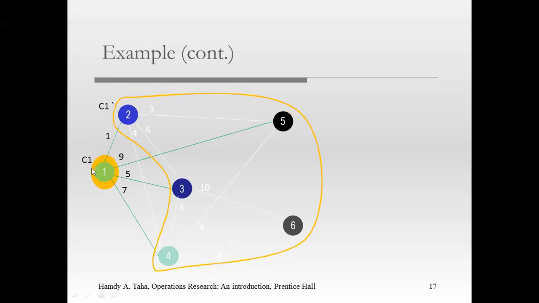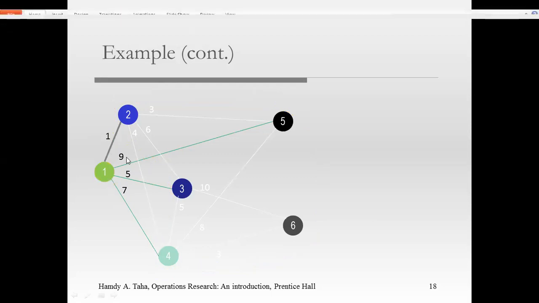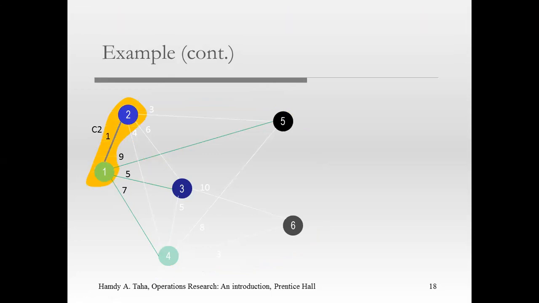Of course, the idea is to find the shortest length. Here from 1 to 2 is only 1. The others are more than 1. That's why we select 1 and we connect from 1 to 2 permanently. So like this.